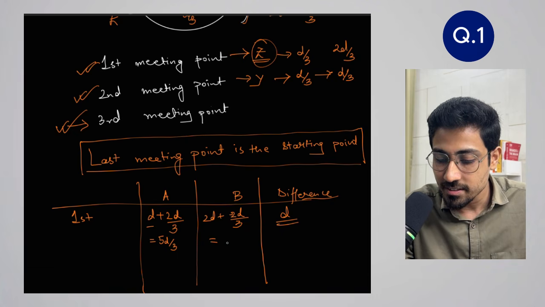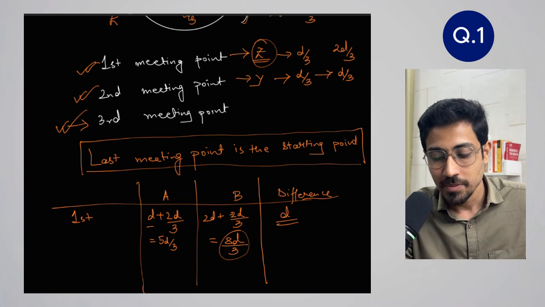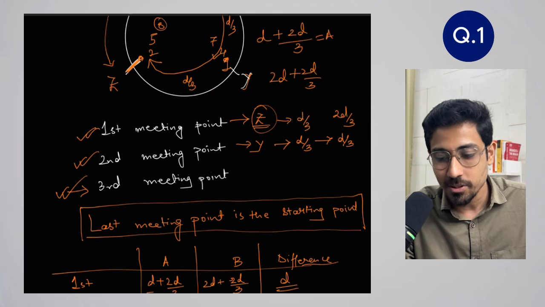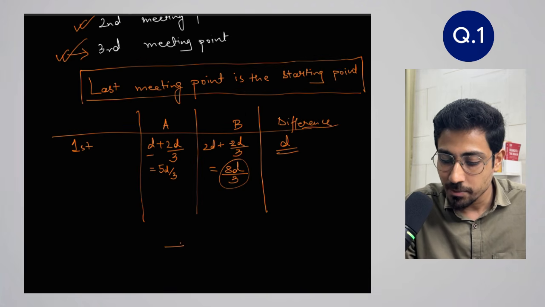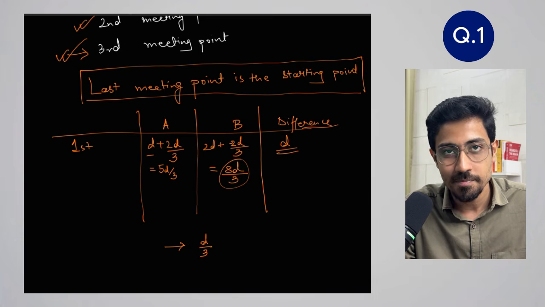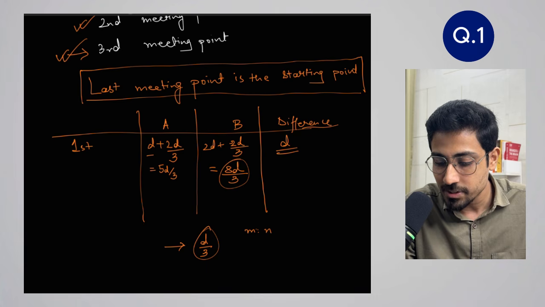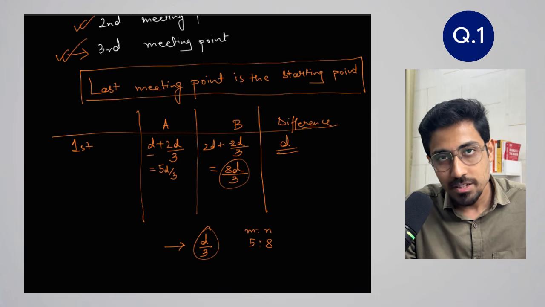Okay, and if I simplify this, this is nothing but 8D by 3. Now I don't need to really count every time. I know every point is at a distance of D by 3 from each other. I know the speed ratio M is to N, which is 5 is to 8.